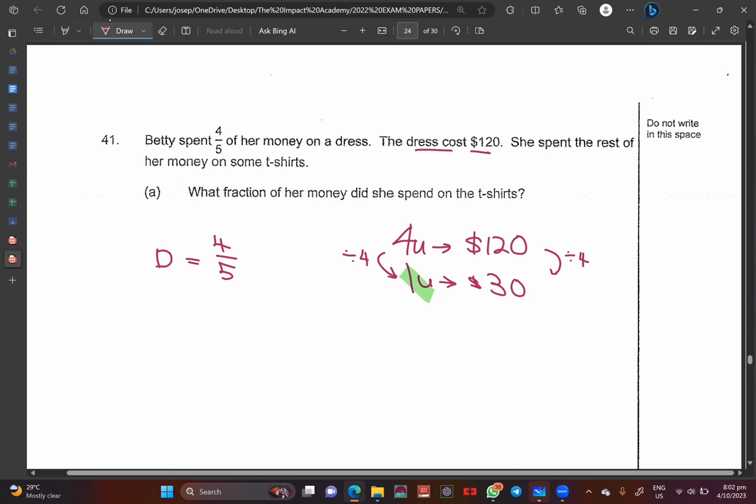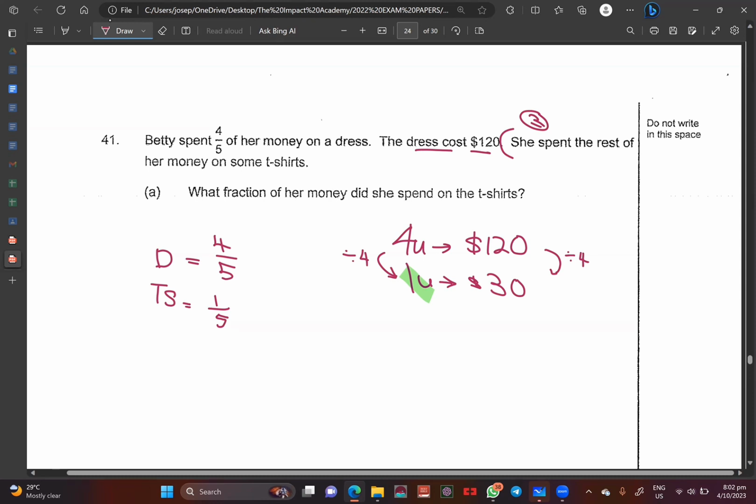Now, I don't know anything yet. I'm just going to move on to the next sentence. Sentence number 3 says that she spent the rest of her money on some what? On some T-shirts. So T-shirts is my hidden information. T-shirts is the rest. 4/5, that means the rest has to be 1/5. Isn't that true? Yeah. True or no? Very good. Now you know why this is 1/5, right?